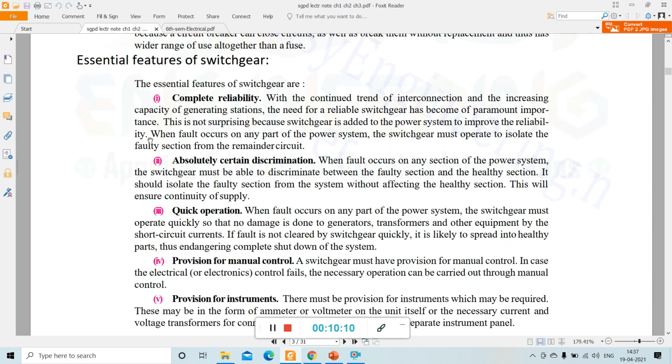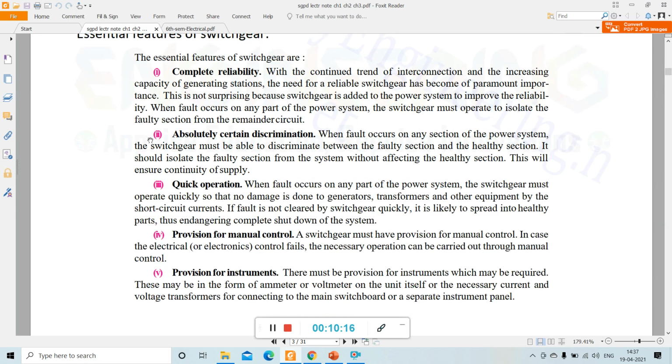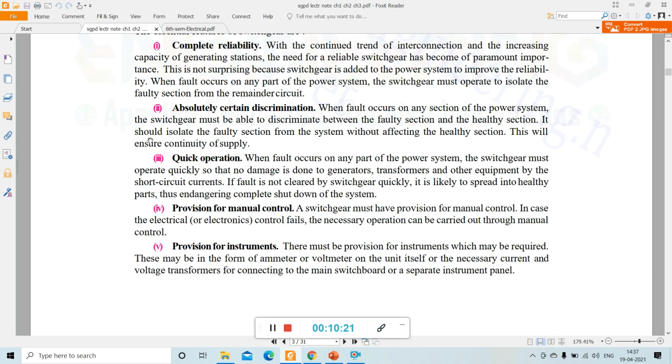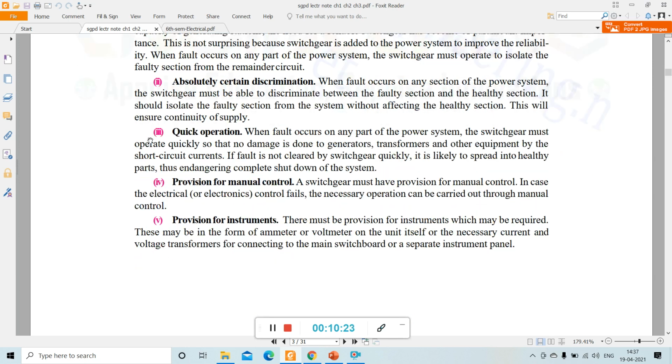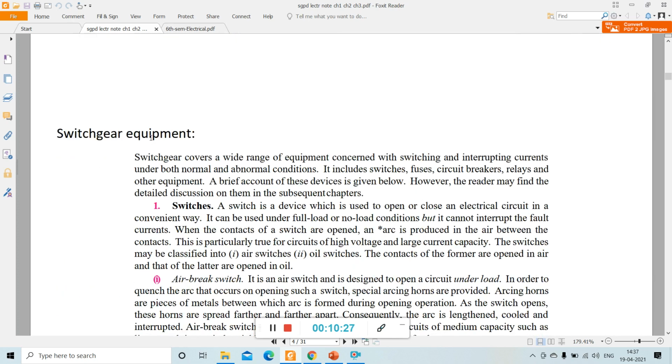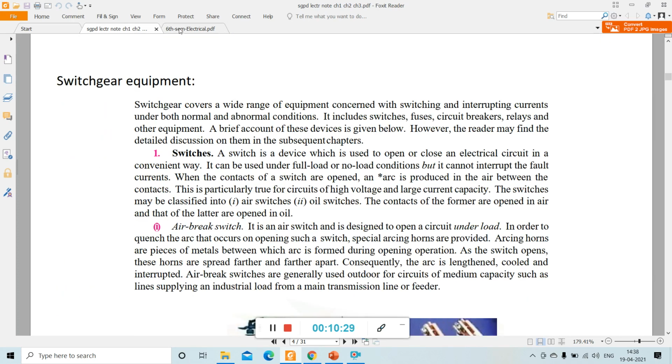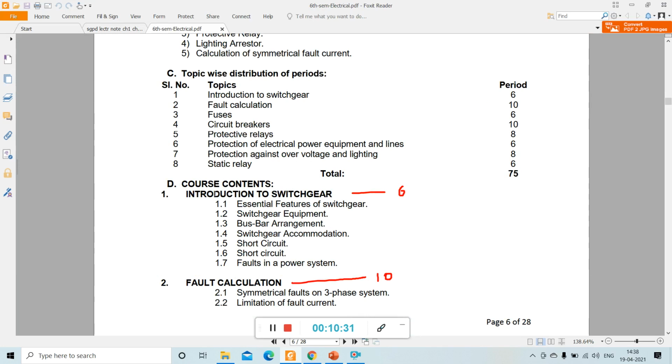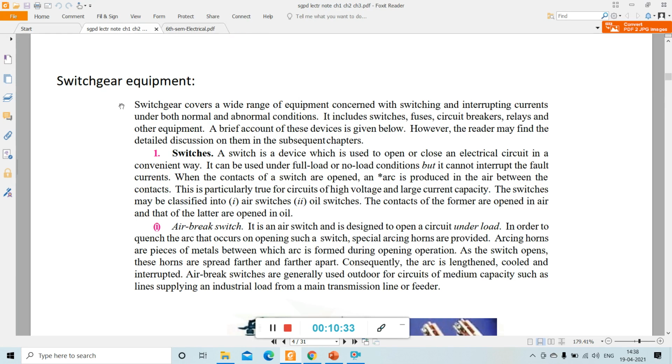These are the essential features of switchgear: reliability, then discrimination, that means absolutely certain discrimination, complete reliability, quick operation, provision for manual control, and provision for instruments. Next is the switchgear equipment. What are the switchgear equipment we study in this section?